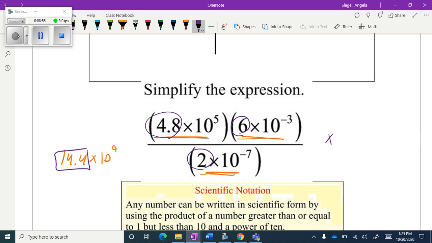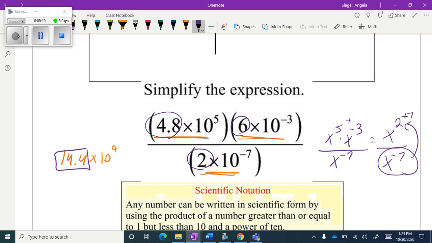So let's pretend like I just had x to the 5th, x to the negative 4th, x to the negative 7. So let's see, I would add these together. So I get x squared over x to the negative 7. Well, that is not happening on top. He's going to come up here. So I'm left with x to the 9. So that's what we're going to say. Instead of x to the 9, we're going to say 10 to the 9.